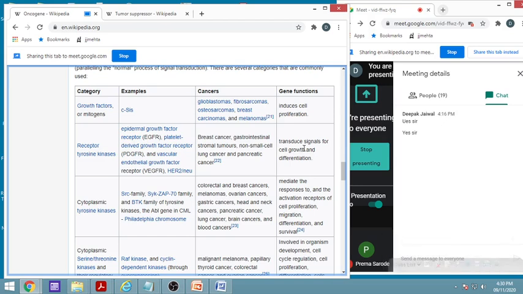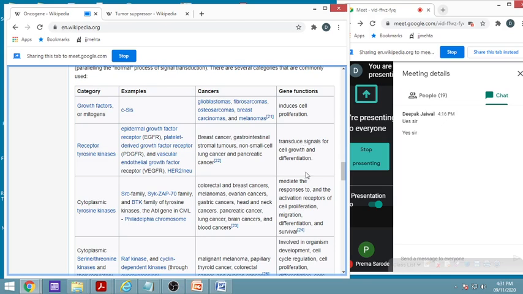Then others are receptor tyrosine kinases. There are many growth factors in that, such as the epidermal growth factor. The receptors are EGFR, platelet derived growth factor receptor, vascular endothelial growth factor receptors, and HER2. HER2 is quite popular, particularly since it is very well known in breast cancer, gastrointestinal tumors, non-small cell lung cancer, and pancreatic cancer. In all these it is involved.